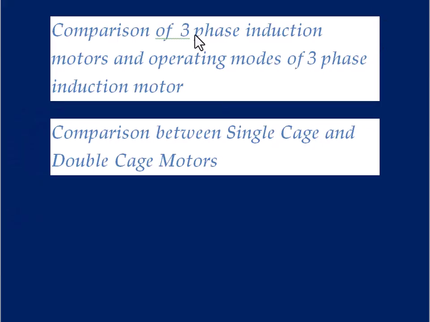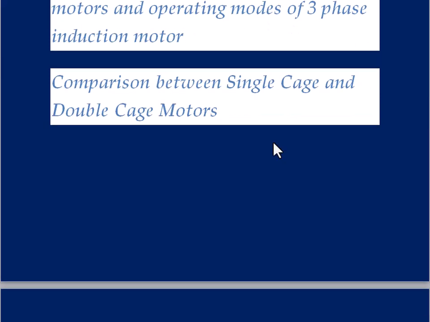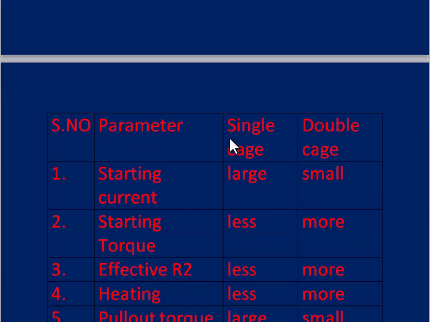Hello friends, today I will discuss the comparison of three-phase induction motors and operating modes of three-phase induction motor. First, let me consider the comparison between the single cage and double cage motors. Here, parameters are defined common for both the motors and then their values are compared.